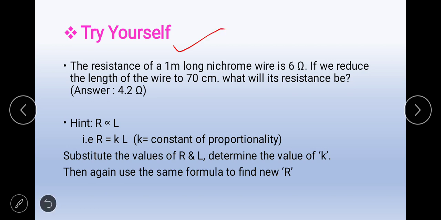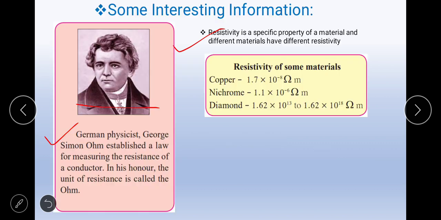This is a try yourself question. This is a very simple question from your textbook itself. It is an unsolved one. I have given you the hints for it. Okay, your answer should be 4.2 ohm. So solve it and verify it here. Okay, and just let me know. I will solve it on paper and upload the image for you if you are not able to do it. So please try it.